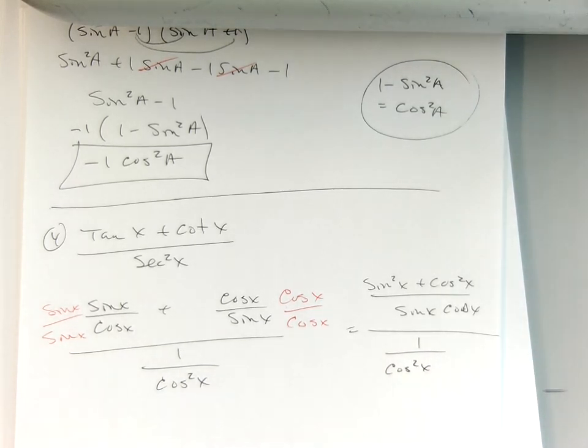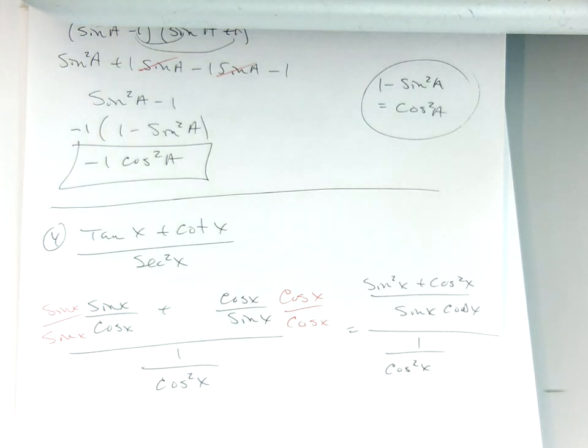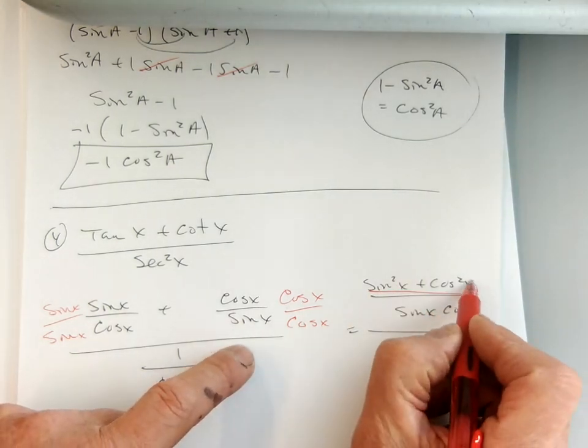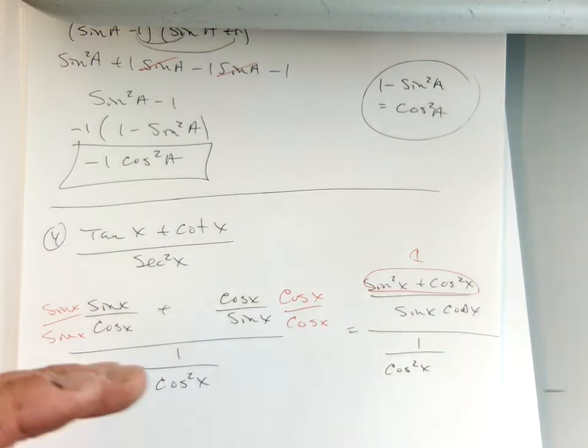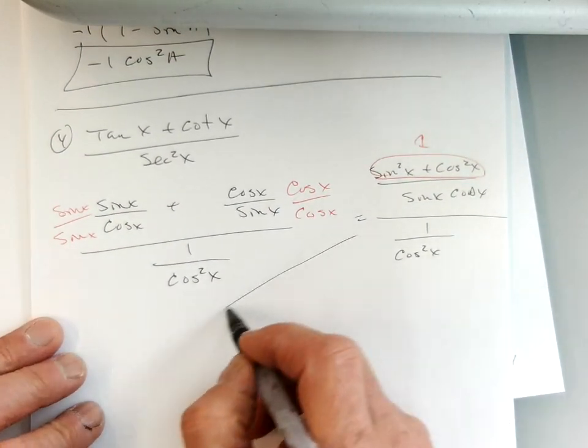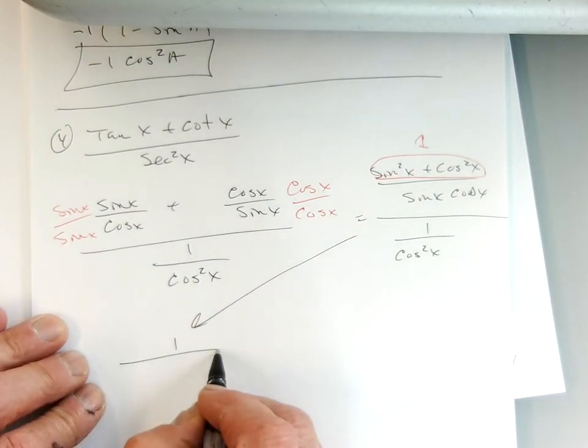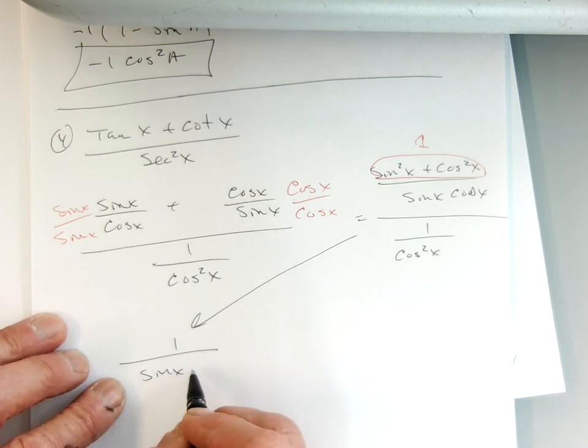And I'll wait. So I got my common denominator. I combined them. I like sine squared plus cosine squared. That was my goal, because that's 1, right? So I have 1 over that, and then I'll invert and multiply. But I'll wait for it before I do it, okay? So this is 1. So let's see what I have. If I scoot all of this down over here, I'll have 1 over sine of x cosine of x.